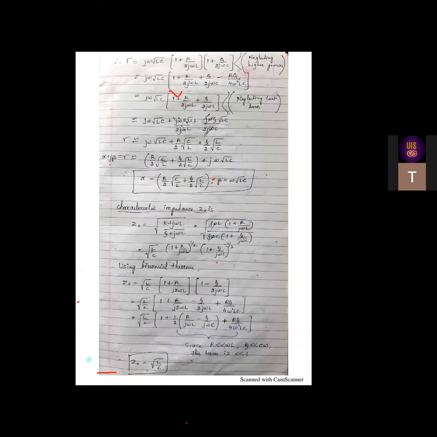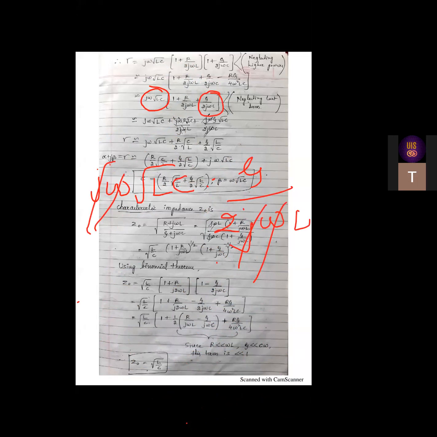Third term j omega root LC into the third term G by 2j omega C. So the j omega terms get cancelled. You will be left with G by 2 root of LC as it is, and 1 by C.